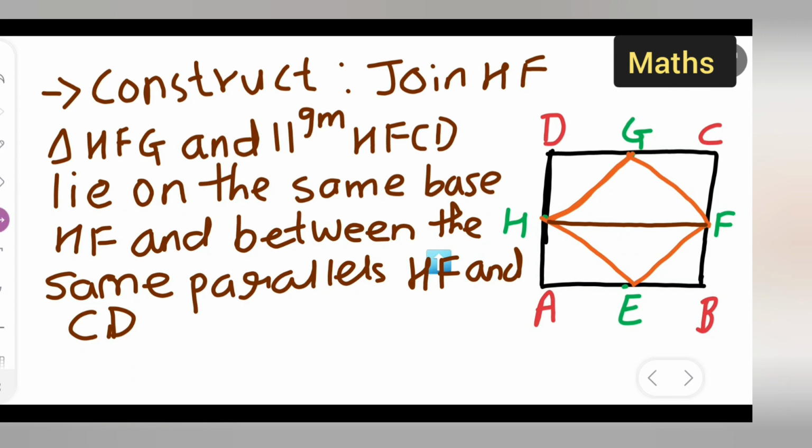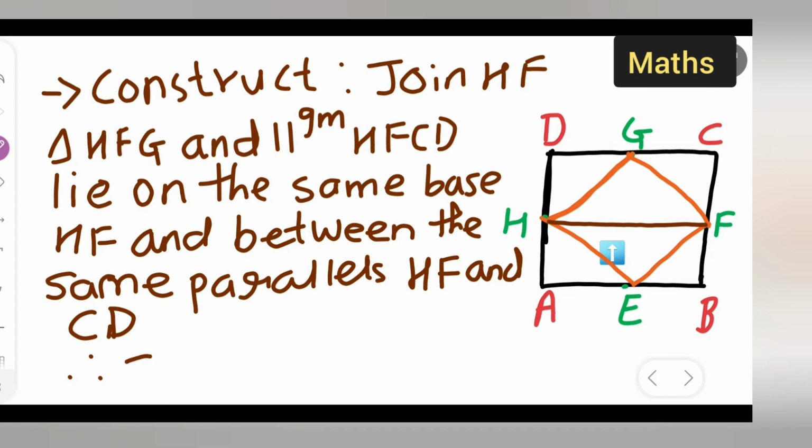Let me explain this part. First you constructed HF, then we have taken this triangle HFG and this parallelogram HFCD. Now they lie on the same base HF, both the parallelogram and the triangle have the same base HF, and they are between the same parallels HF and CD.